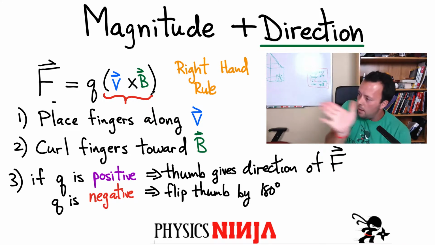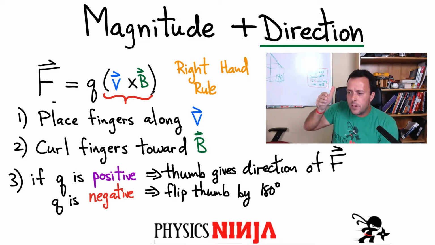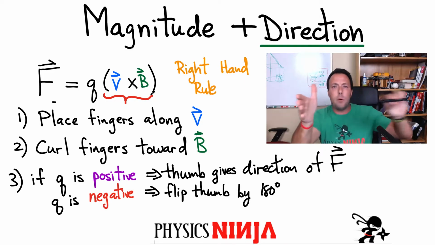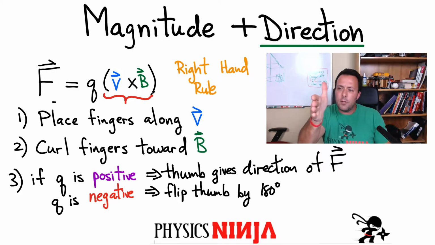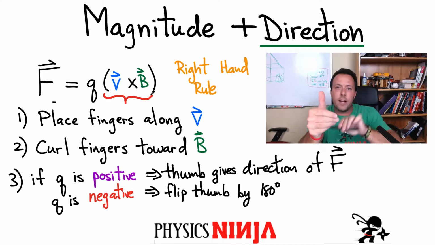Take my right hand, place my fingers in the direction of the velocity. Step number two, it says curl your fingers toward the magnetic field direction. So again, if I place my fingers in the direction of the velocity, and if you imagine there's a magnetic field here pointing in this direction, I would curl my fingers toward that magnetic field. I want to curl them toward the magnetic field vector.